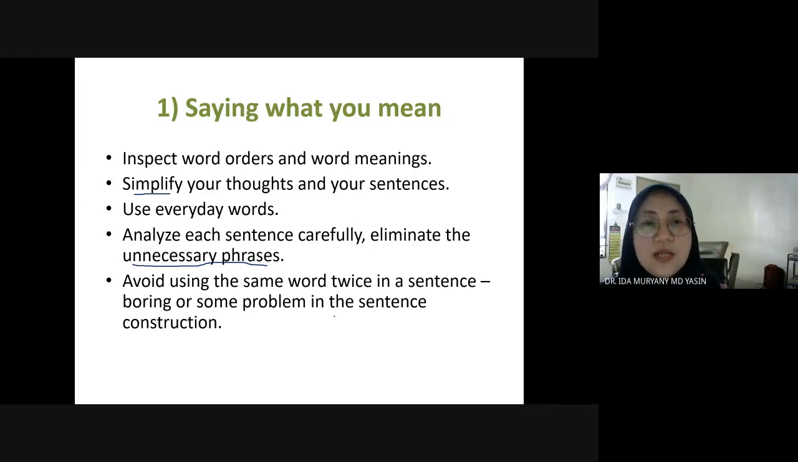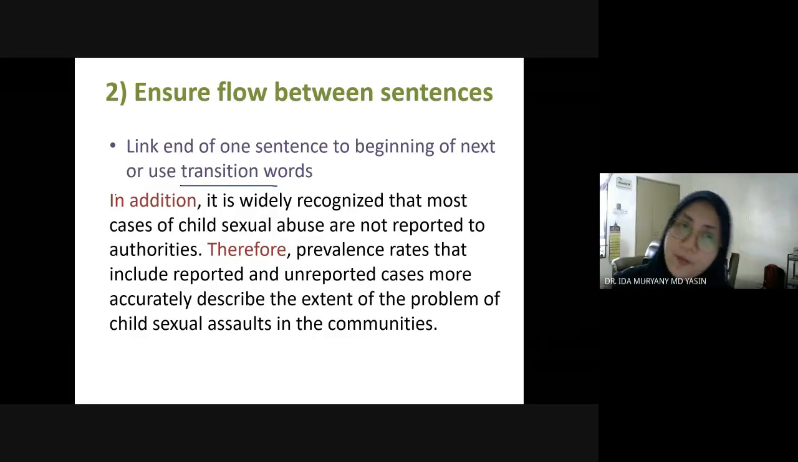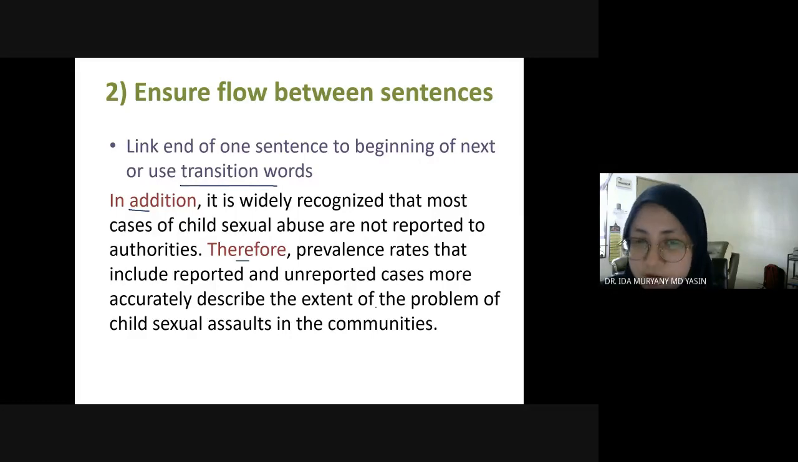So your class must be strong in writing your review report. Okay, if you want to be strong, how? You have to read, read a lot. Okay, and the most important, also ensure flow between sentences. Don't leave a sentence hanging. Okay, so you need to link the end of one sentence to the beginning of the next, or you can use transition words. I am very sure you all know how to use transition words. You are all very good at writing English essays. So use your skill and apply it in your review report. Okay, like you put in addition, therefore, so the flow is beautiful and it reads smoothly. It's like that.